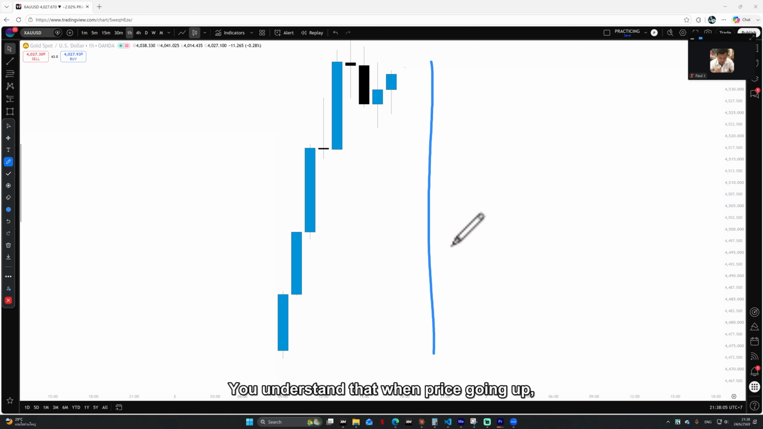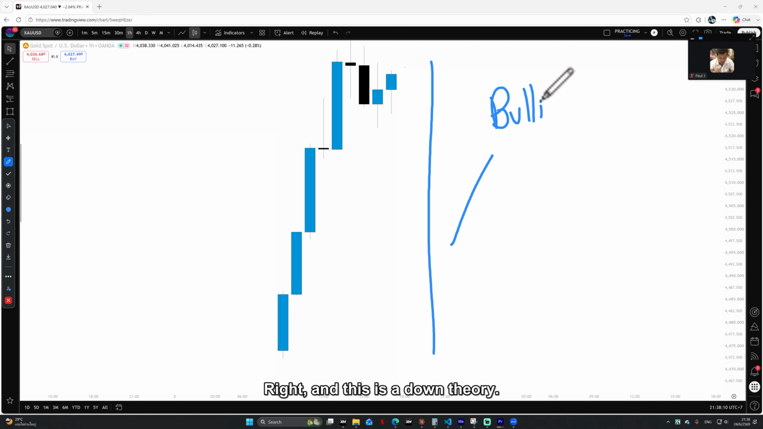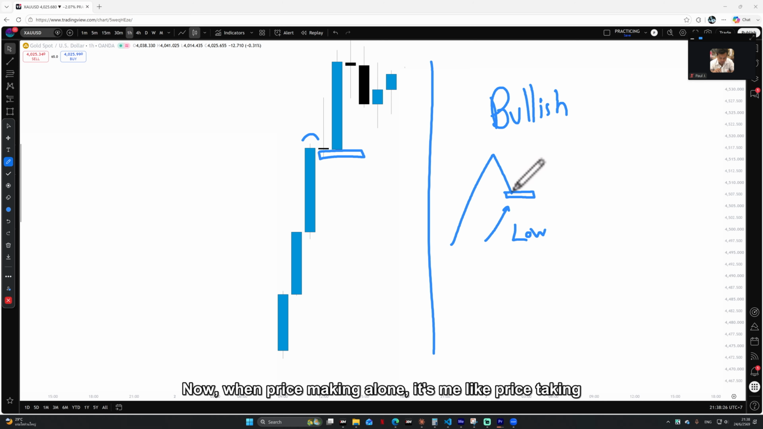You understand that when price goes up, it's gonna create what we call a bullish trend, right? And this is Dow theory that has existed for almost 150 years now. It's gonna keep happening, right? Price makes a high, comes down, and we make a support level here, or what we call a low. Now, when price makes a low, it means price is taking a rest here, and once price has taken a full rest, it's gonna go up again to create a new high.